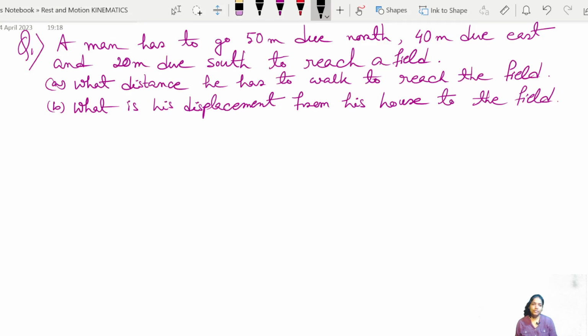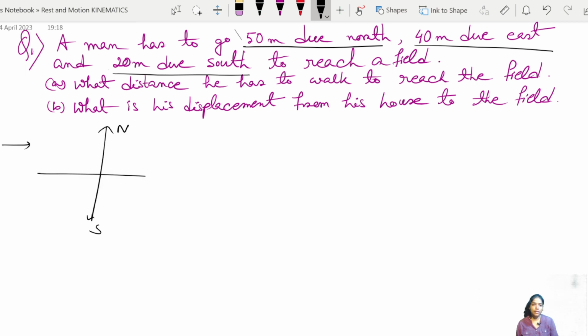Here the question is, a man has to go 50 meter due north, 40 meter due east and 20 meter due south to reach a field. So let us consider this is north, south, east and west. Here the first question is, what distance he has to walk to reach the field. That means we have to measure the actual distance he travelled.